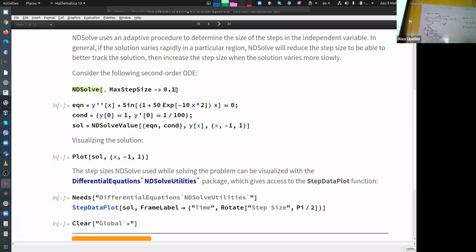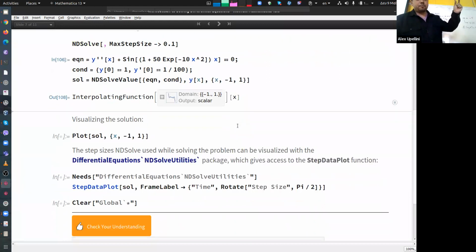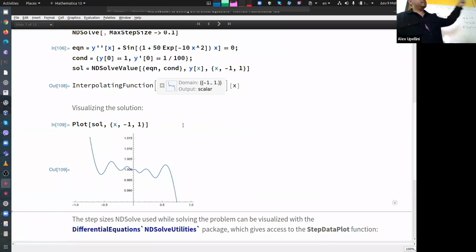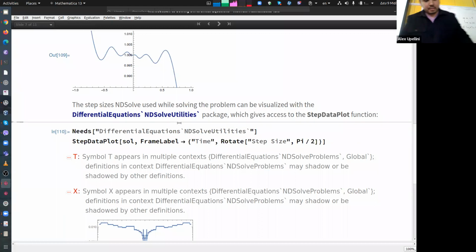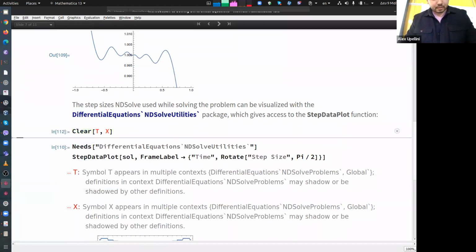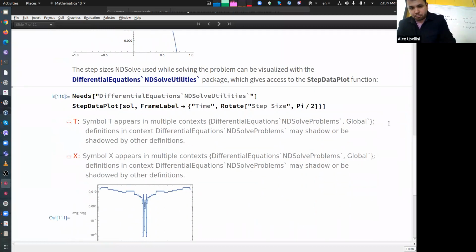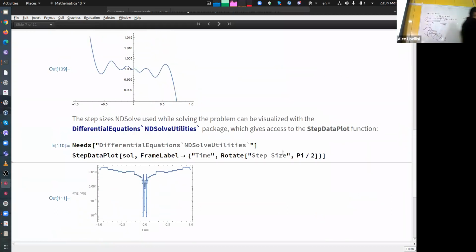This is a little bit more complicated answer. Here you have a package which is DifferentialEquations, and there you have this context, which is NDSolveUtilities. So it contains all functions to analyze and specify. Here I can see using StepDataPlot what is the size of the step that my algorithm is using to solve this differential equation. So for example, here, Clear t and x. Well, it doesn't matter. The only thing that matters here is the plot. So this is the solution. And if you want to see what's the step size at every x, use this function. And here you can see something interesting. The step size close to the origin is small.